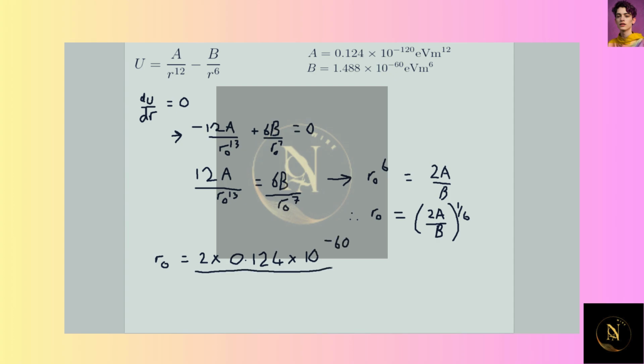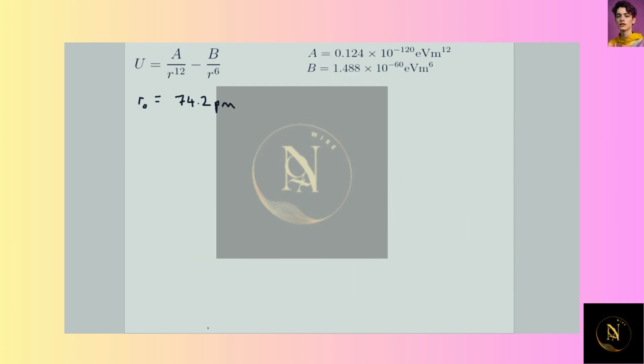And that will be all over our B factor, which is 1.488, all to the power of a sixth. And this comes out as 74.2 picometers.